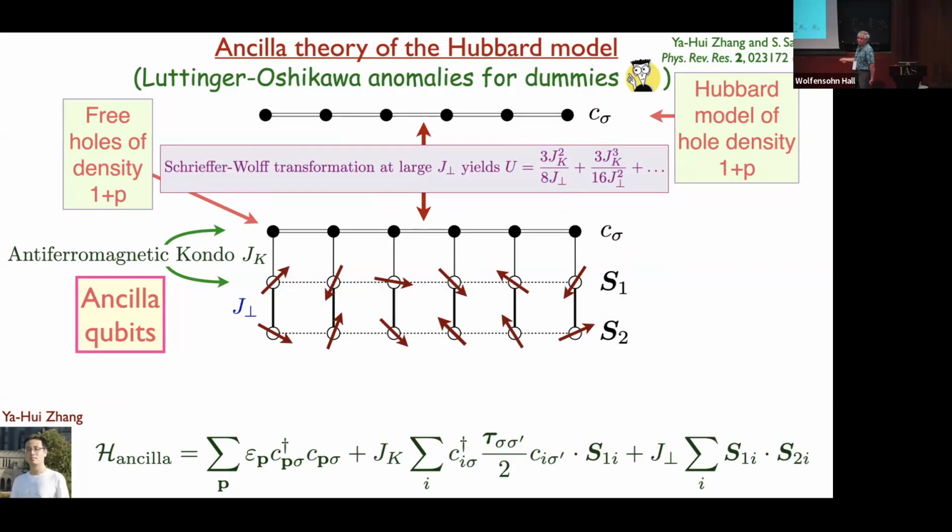Okay, so the physical electron operator is some linear combination, some composite operator of the c and the S1 and the S2 with just the right quantum numbers. So this is all about just the Hubbard model. We're not doing anything more. We're just analyzing it in a way that allows us to violate the Luttinger theorem in a quite systematic way.